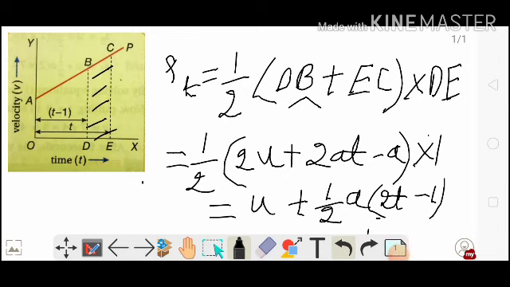So half multiplied by 2u plus 2at minus a into 1. So just take 2u out from the bracket, you will have u plus half a into 2t minus 1. So this is how you prove the formula using the graphical method.